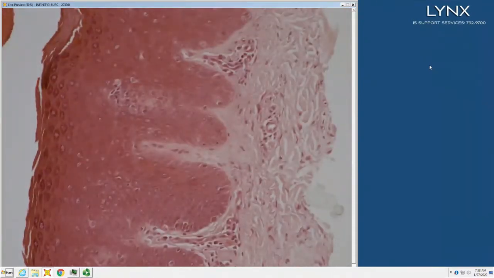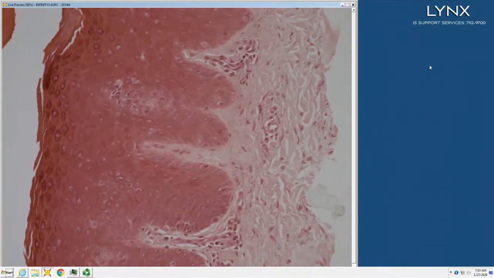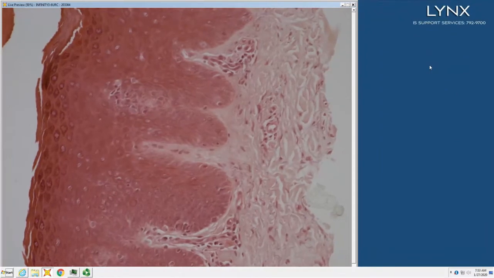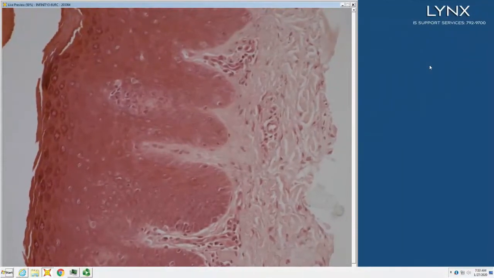Right, you can see for those on monitor, I just lost my pointer. Let's see if we can bring it back to life.